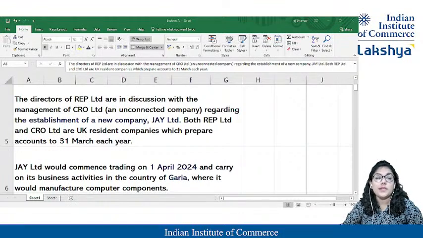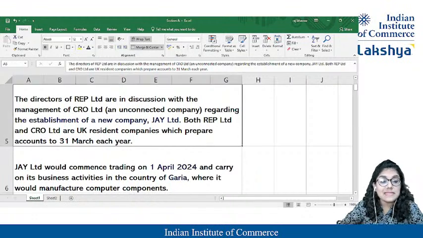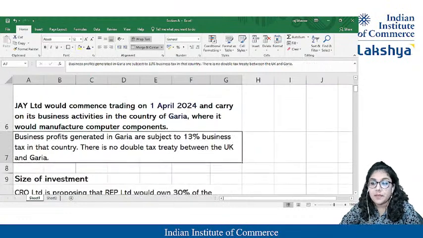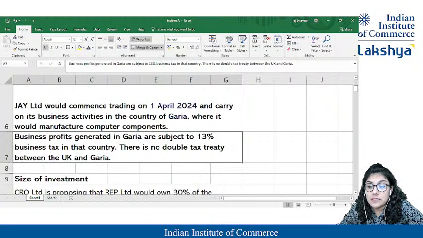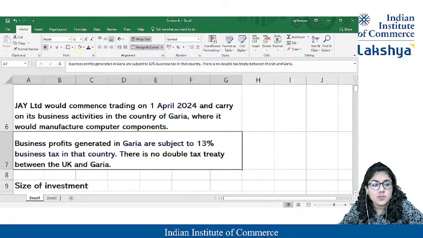So this is what the question hits over here. They don't want to incorporate a company in their own place, maybe somewhere else. Let's see where it would manufacture the computer components. Now, the business profits are generated in Nigeria. This is not my UK, guys. The business profit, whatever is generated in Nigeria, is subject to 13% tax in that country. Students, there is no double tax treaty between the UK and Nigeria.